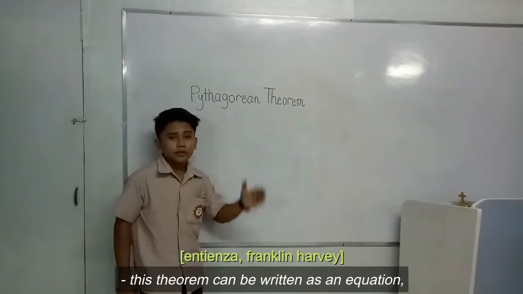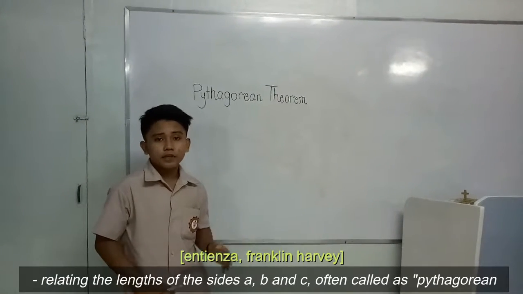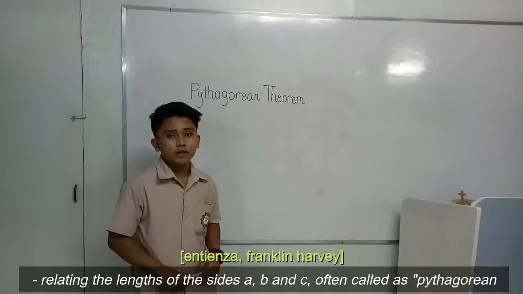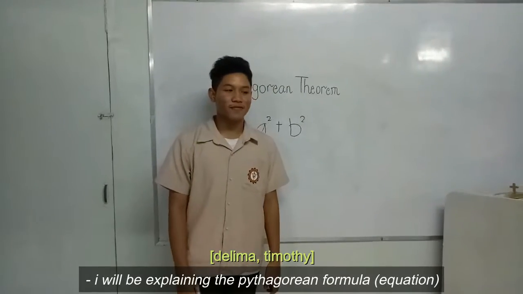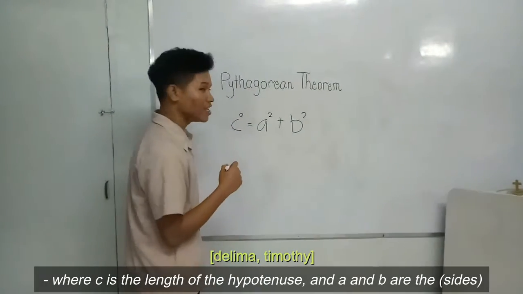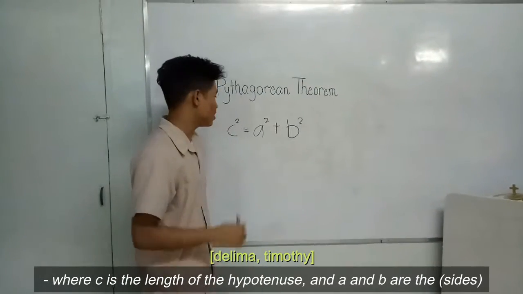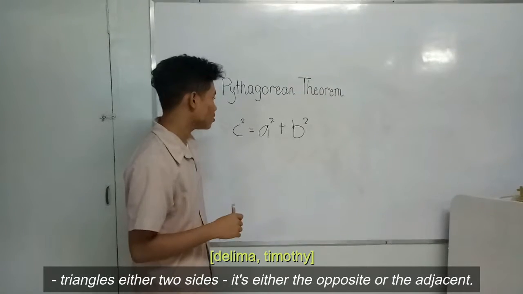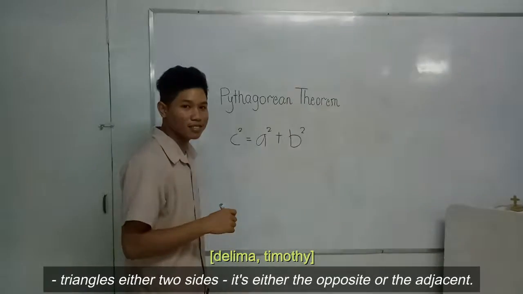This theorem can be written as an equation relating the lengths of the sides a, b, and c, often called the Pythagorean equation. We'll be explaining the Pythagorean formula, where c is the length of the hypotenuse and a and b are the triangle's other two sides. It's either the opposite or the adjacent.